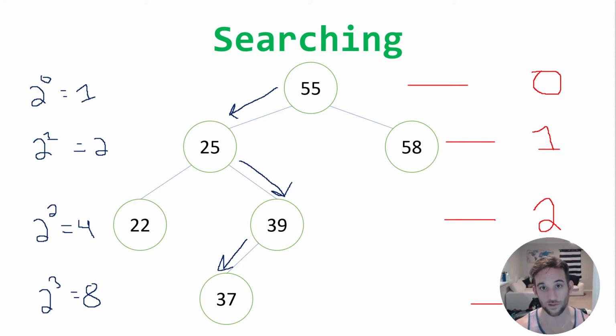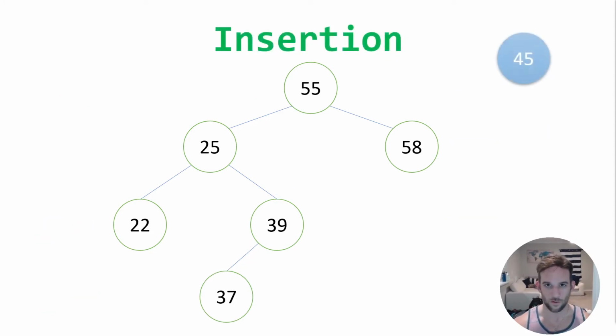So let's go ahead and move on to inserting. Let's say we want to insert 45. Well, basically we're doing what we just did. Is 45 less than or greater than 55? It's less than, so we go to the left child. Is it greater than or equal to 25? It's greater than, so we go to the right child. Is 45 greater than or equal to 39? It's greater than, but there is no node there, so that's where we insert it.